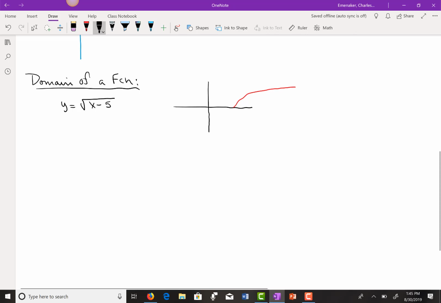Okay, so what we need to do here for this particular function, we know it's a function, is to figure out what are legal numbers to put in, what are illegal numbers, where are we allowed to hit.